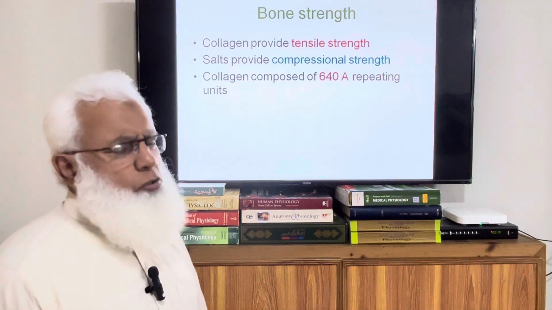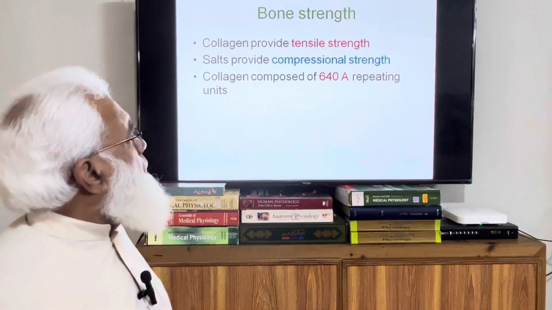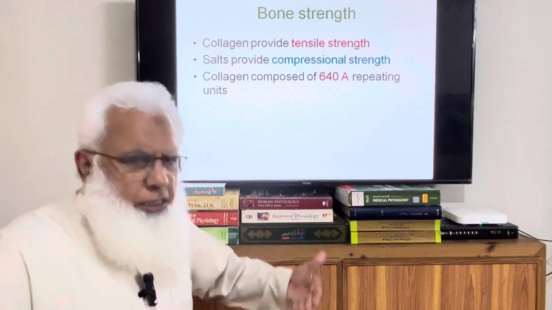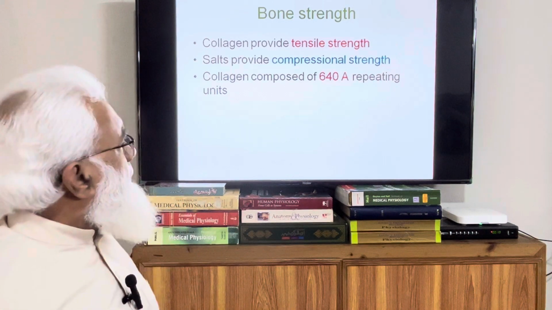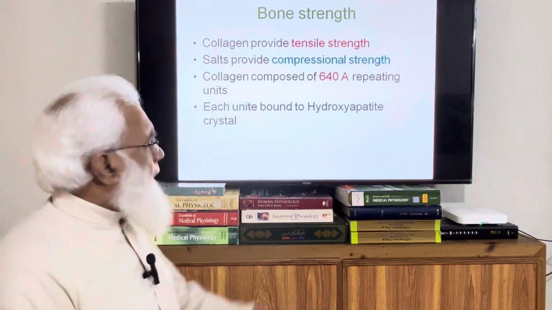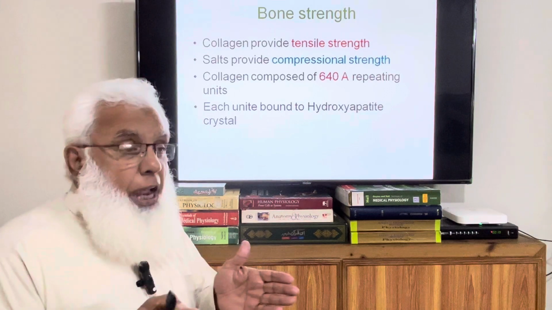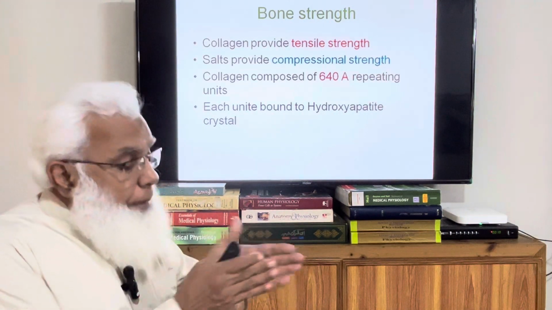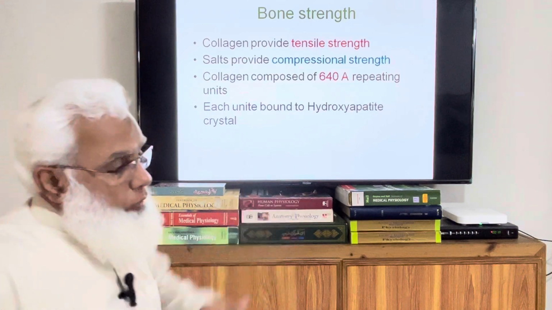As you know, the structure of collagen, you must have studied in your biochemistry classes. It is composed of a 640 angstrom repeating unit. There are repeated units of these 640 angstrom units, and the hydroxyapatite crystal is attached to these units, and there is overlapping of these units in the collagen fibers.